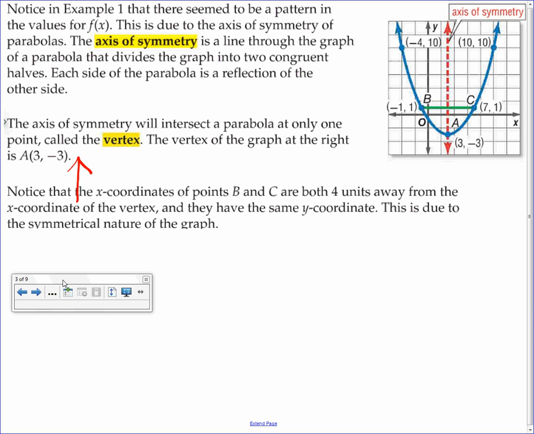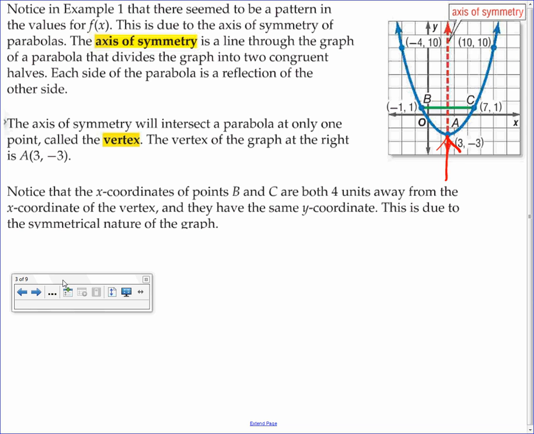Okay? And the second thing, notice that when we look at this parabola, points B and C are both the same distance from our axis of symmetry. All right, that's because one half is symmetric to the other half.